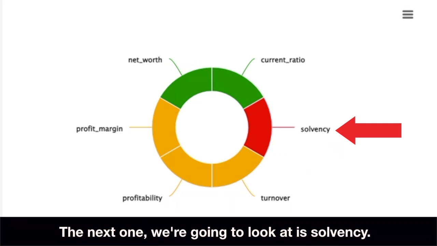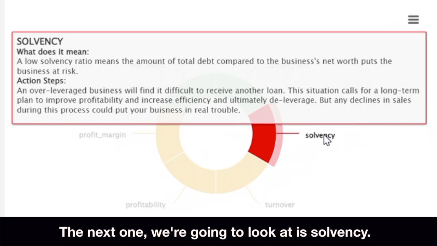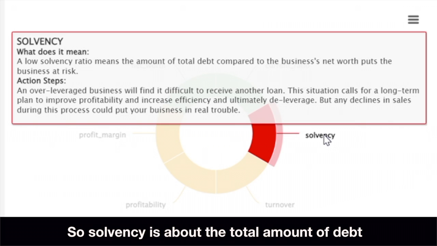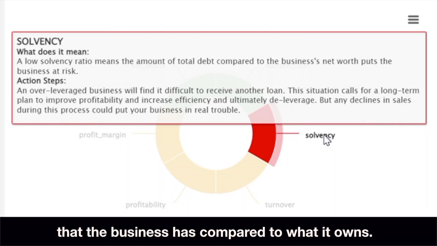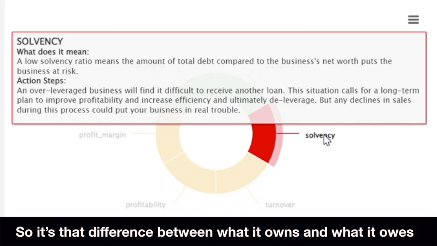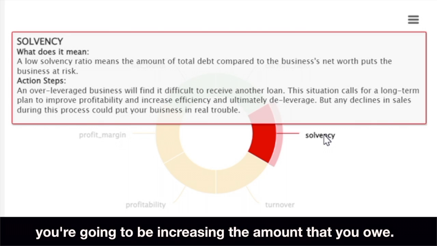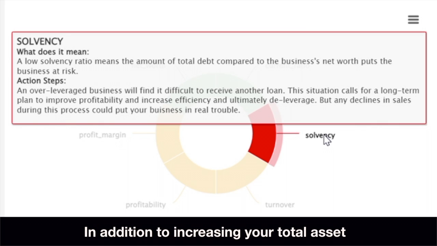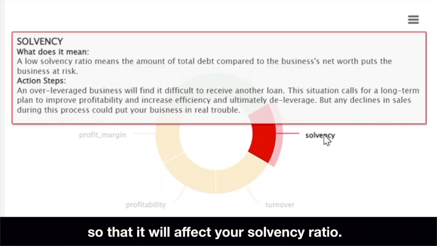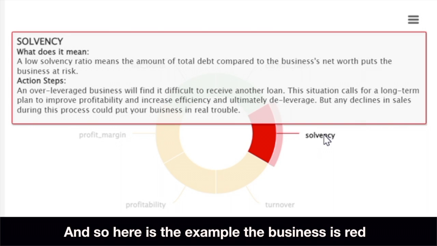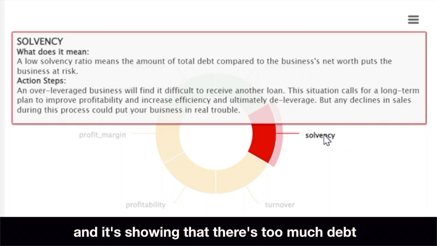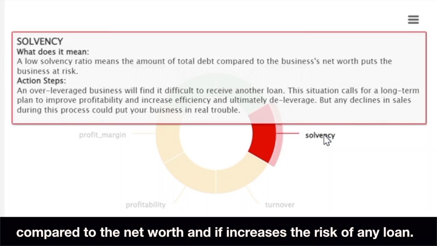The next one we're going to look at is solvency. So solvency is about the total amount that the business owes compared to what it owns. So it's that difference between what it owns and what it owes. When you're trying to apply for a loan, you're going to be increasing the amount that you owe, in addition to increasing your total assets, so that it will affect your solvency ratio. And so here, in this example, the business is red, and it's showing that there's too much debt compared to the net worth, and that increases the risk of any loan.